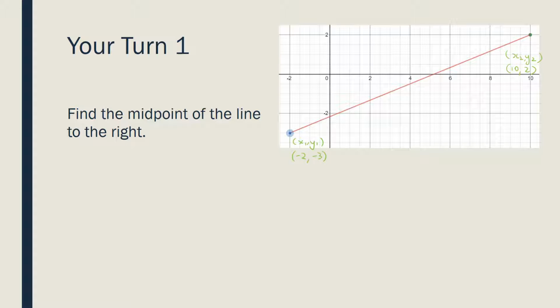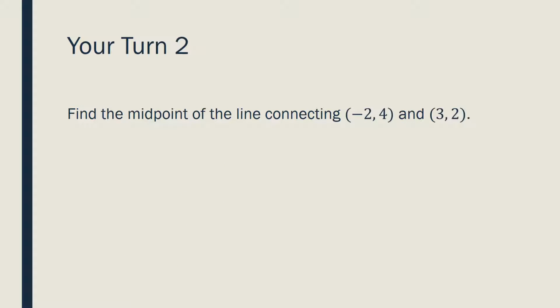So now we can put it in our formula, x1 plus x2 divided by 2, and then y1 plus y2 divided by 2, which is going to give us minus 2 plus 10 divided by 2, and minus 3 plus 2 over 2. Simplifying down, we get this. Okay, and that would be the midpoint of that line. So that's the point there. Okay, and have a go at this one as well.